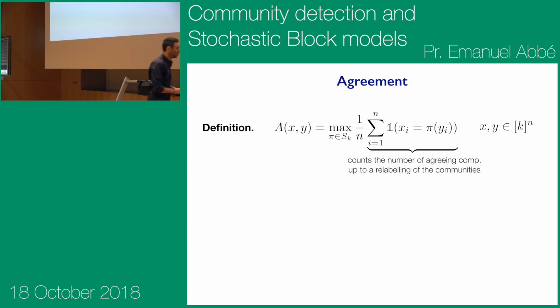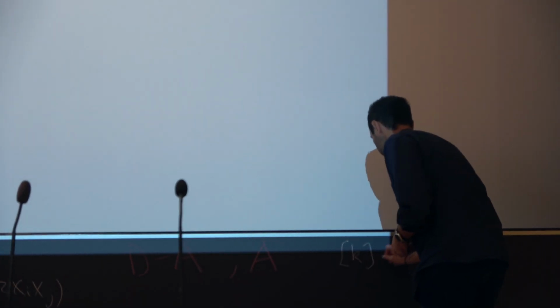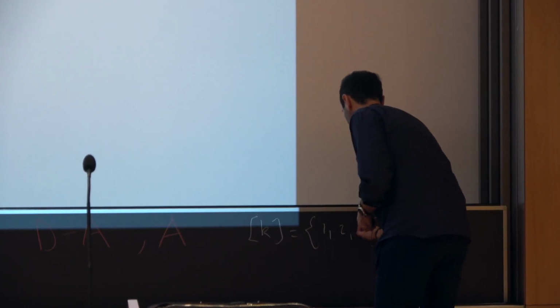K is just a notation. K means the k colors. K is the set 1, 2, ..., k.